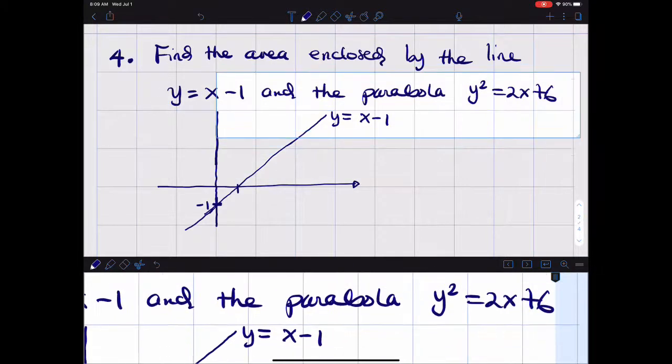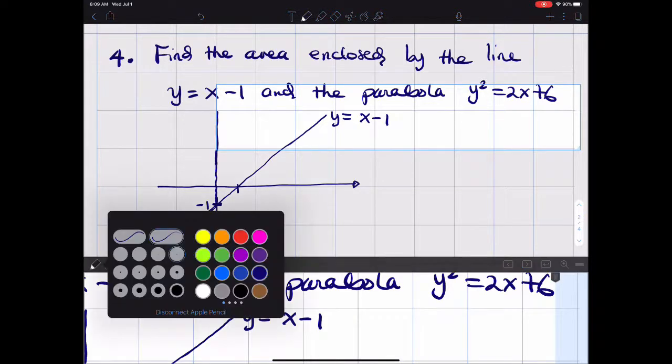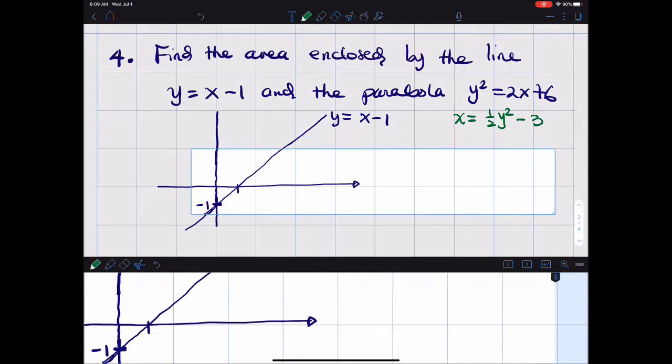Now, this is a function that is called a parabola, but we're used to having an x squared in a parabola, but this is still a parabola. Why? Let's solve for x. If you solve for x, you end up with x equal to 1/2 y squared minus 3. This is a parabola. And why is it a parabola?